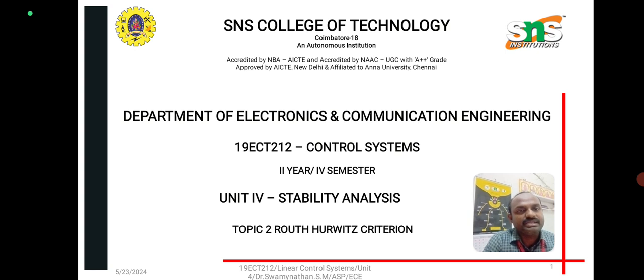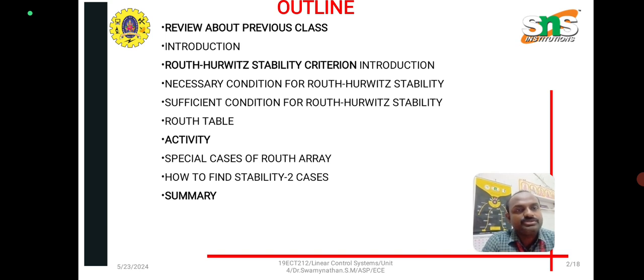Now I am going to discuss the topic called Routh Hurwitz criterion. It comes under the unit of stability analysis. First, a review of the previous class. Last class we discussed the stability types. Now, an introduction to the Routh Hurwitz criterion and its conditions, the Routh table, followed by the special cases and how to find the stability for the two different cases.